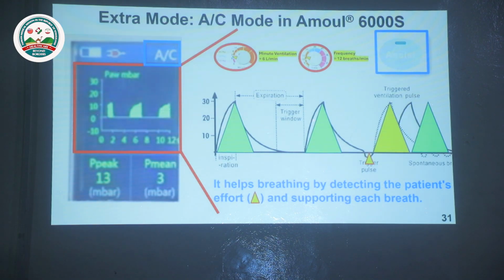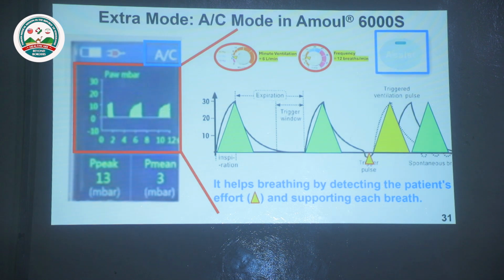So in assist control, the ventilator can also deliver a tidal breath over here, so we can see the green triangle over here. But one thing that is different is that because we turn on this assist control mode, the ventilator can sense the patient's trigger. So this part is the patient's trigger.